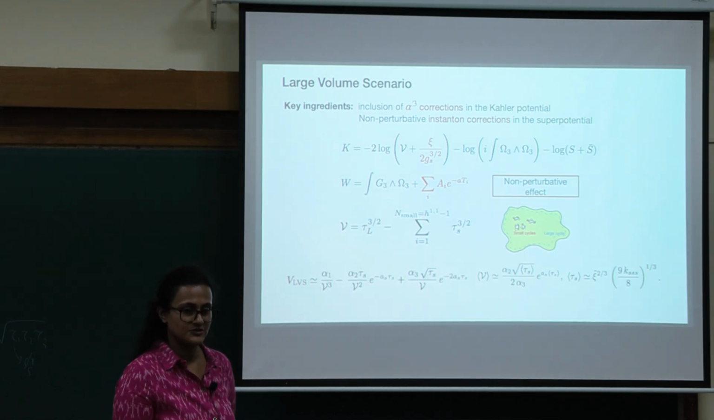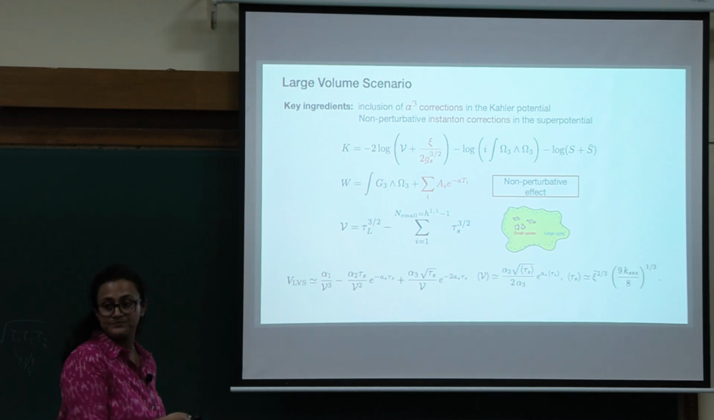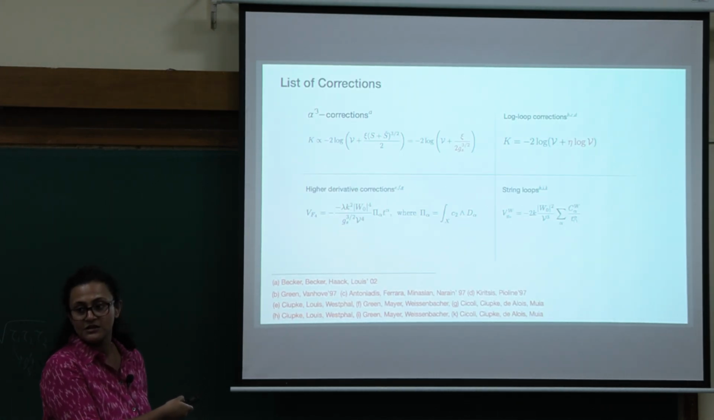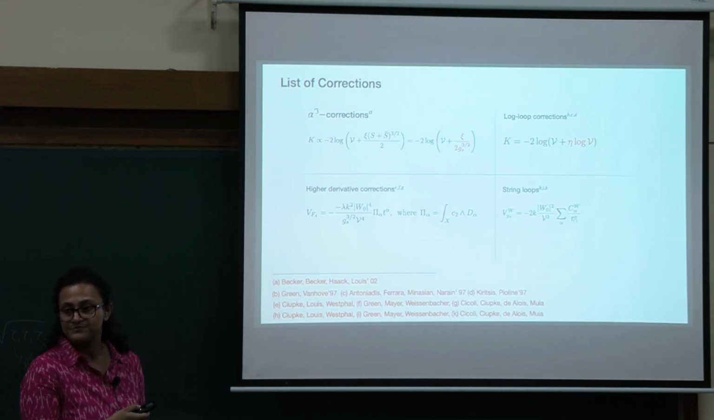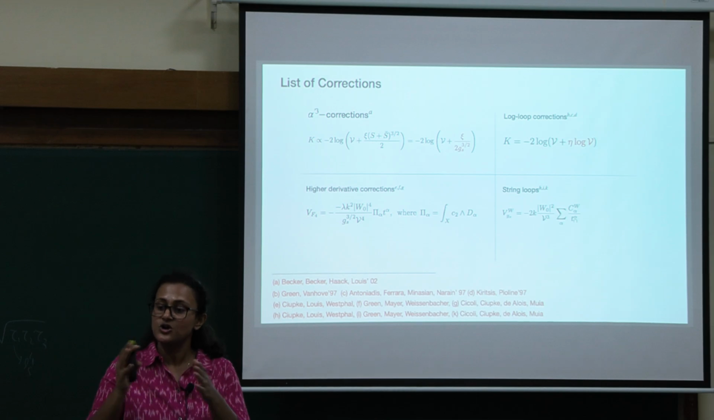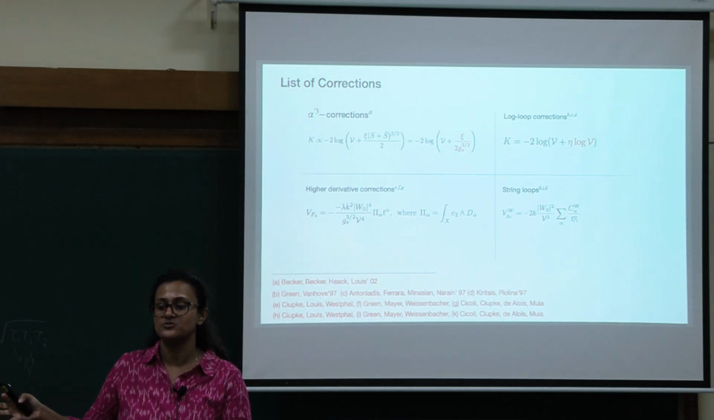Yes, absolutely. When you go back to the previous slide, there you were doing the corrections with alpha prime cube. So what happened with alpha 1 and alpha 2? Oh, alpha 1 and alpha 2, they become 0. So the first non-trivial correction starts from alpha prime cube.